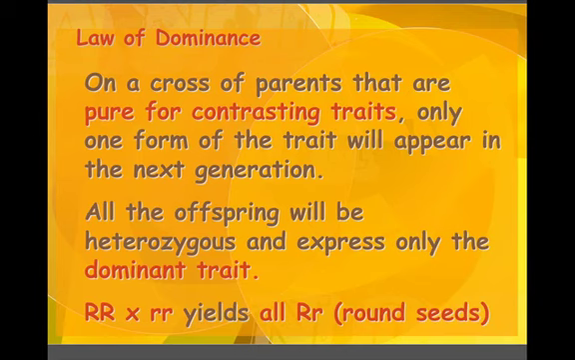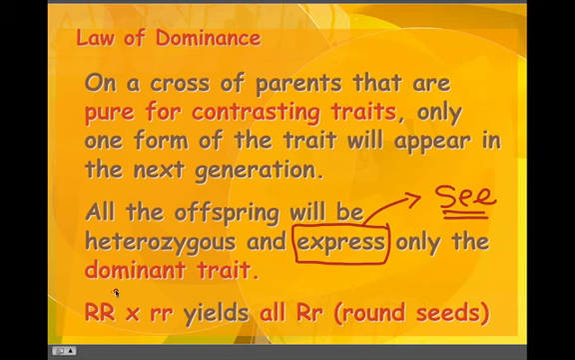Basically, a summary is that on a cross of parents that are pure for contrasting traits, only one form of the trait will appear in the next generation. All the offspring will be heterozygous and express only the dominant trait. And what it means by express is that is what you actually see.